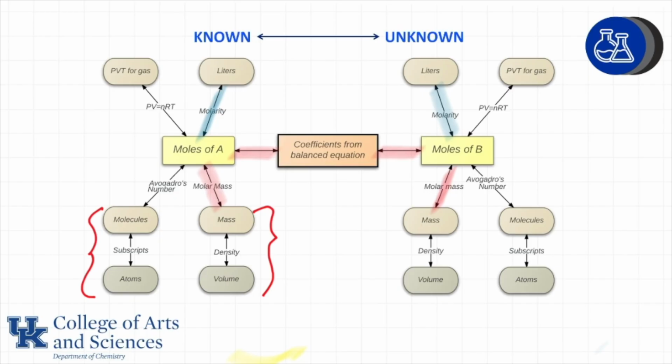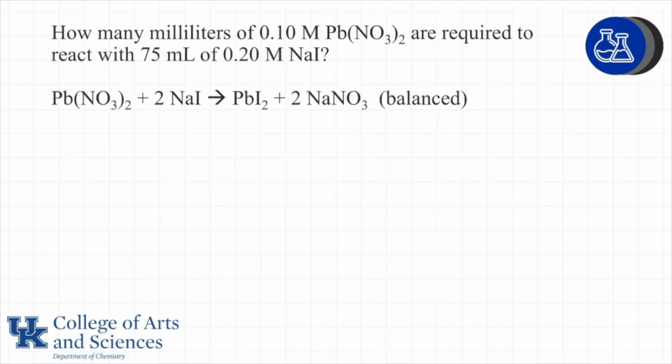We can start with liters and go to moles, and then grams. We could start with molecules to moles to liters. Any pathway possible. The only thing we have to remember is that we have to go through moles and use the coefficients from the balanced chemical equation. The pathway of the problem will depend on what information you're given and what information you're trying to find. Let's look at an example.